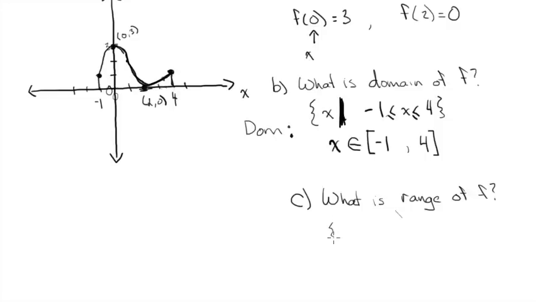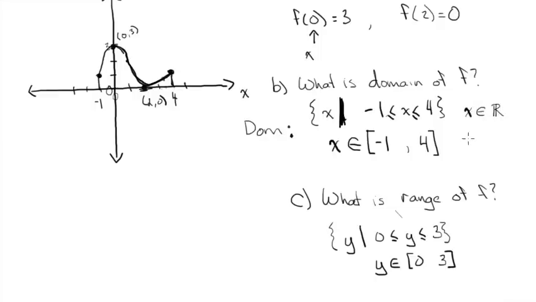So the range, usually the letter we'll use for range is y. So y takes on the values from 0 all the way up to 3. Or you could use interval notation and say it goes from 0 to 3. Actually, when I write the domain, I should add that x is a real number. So it's any real number between -1 and 4. And I'll do the same thing here. So y is any real number between 0 and 3.